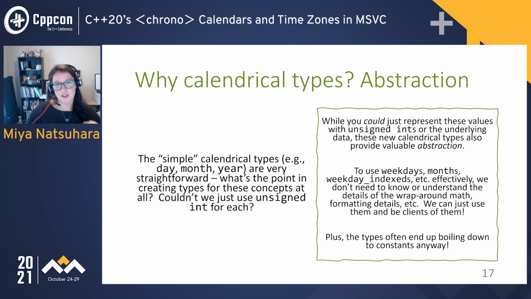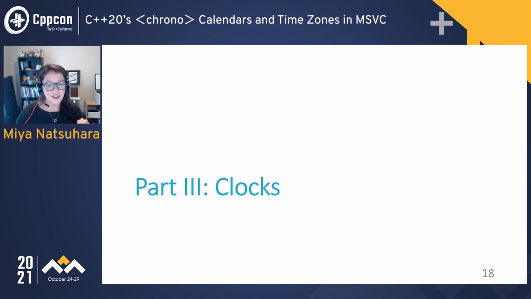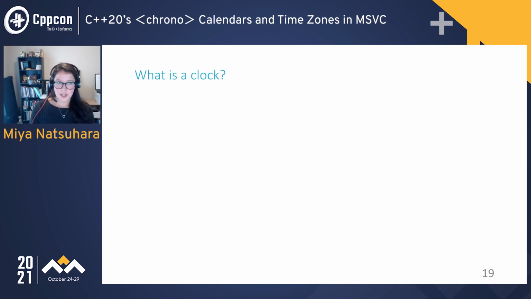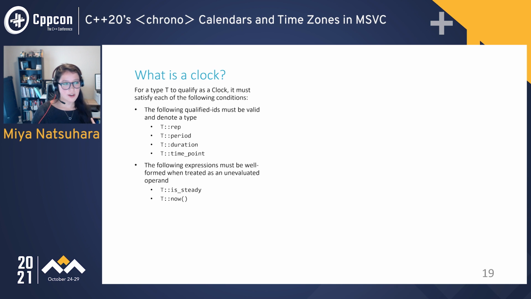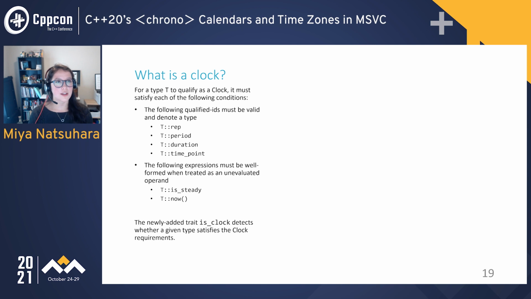Okay, moving on from calendrical types, let's get into even more fun stuff, which is clocks. So first of all, what is a clock? In Chrono, we have this new notion of a clock in C++20. For a given type T to be a clock, it has to satisfy some conditions. I need to be able to ask for its rep, period, duration, and time point. I also need to be able to ask whether it is steady or not. And I should be able to ask what time is it now?